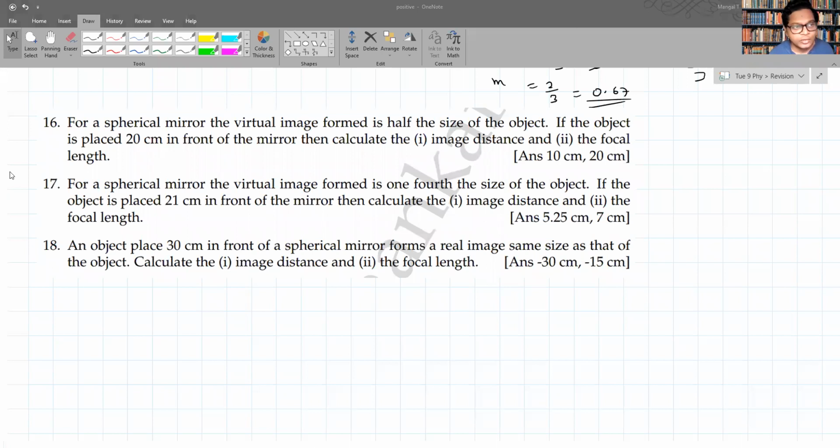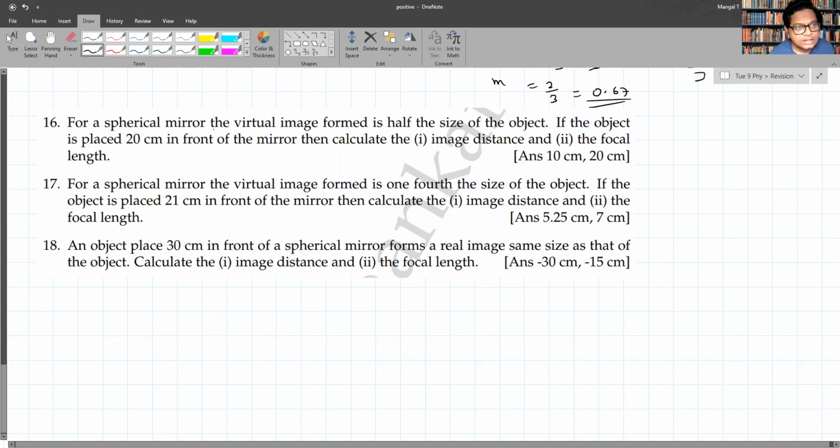Okay, now how to collect information for these? The earlier questions were very straightforward ones. This is a spherical mirror where the virtual image formed is half the size of the object. Okay, this is a virtual image. So m is equal to plus. It is half the size of the object. That means it is half like this, or you can write plus 0.5. Is that part clear to everyone? The first statement gives us this information.